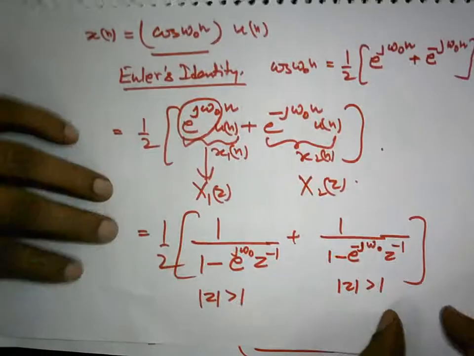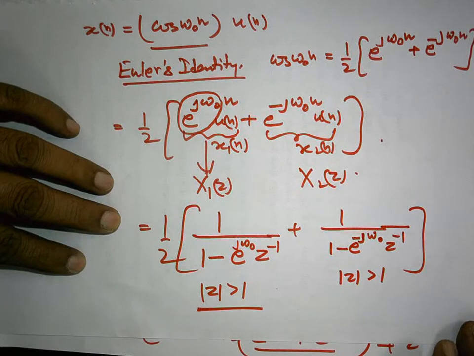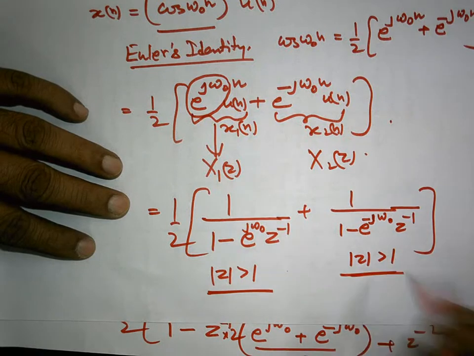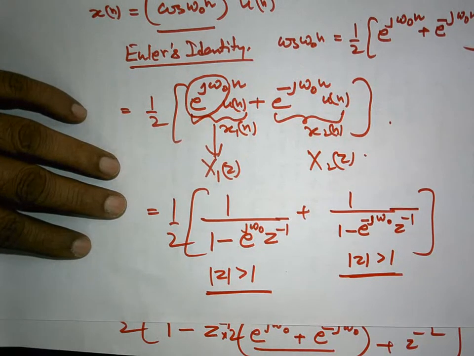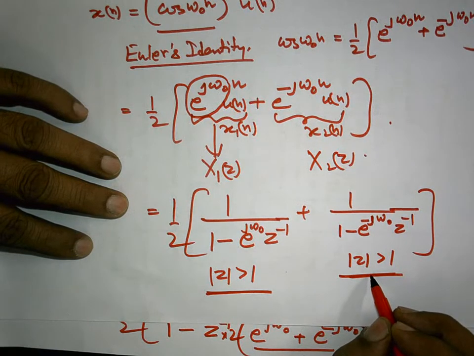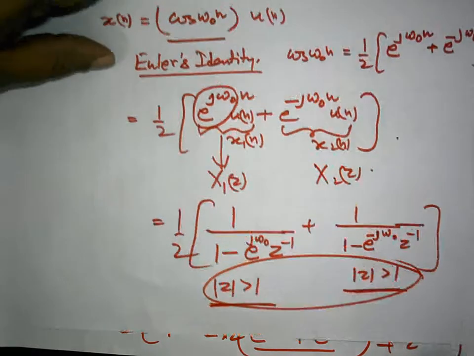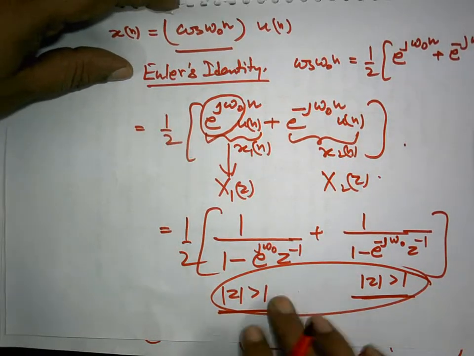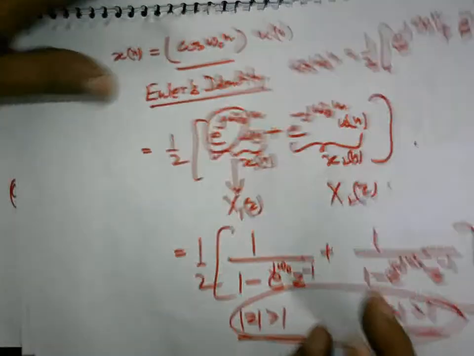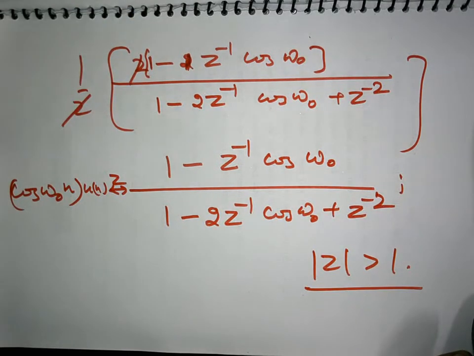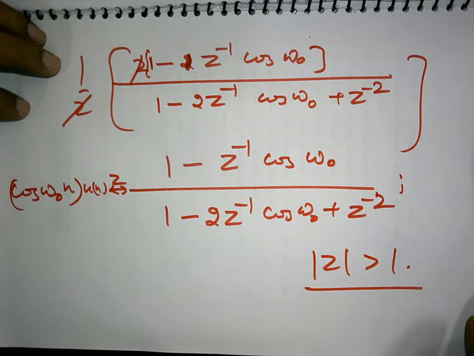If you simply recall the ROC from here, the ROC is mod z greater than 1 when we started our problem. And for the second term, the ROC is also mod z greater than 1. So, the overall ROC will be mod z greater than 1. This is the region where both the mathematical terms agree, so the common region of convergence is mod z greater than 1. We can approach the other signal in a similar fashion.